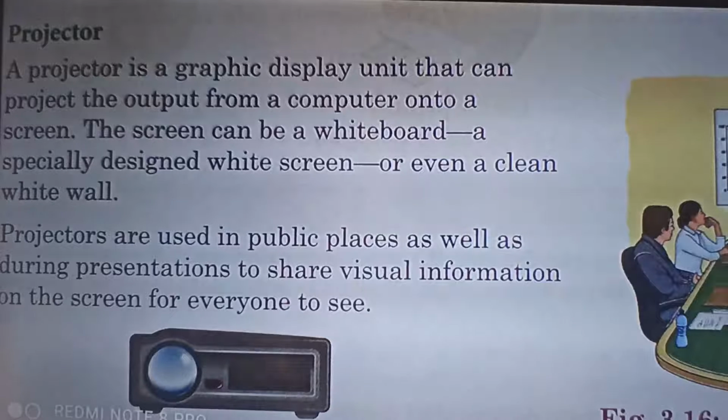Projectors are used in public places as well as during presentations to share visual information on screen for everyone to see. Here you can see the picture of a projector.